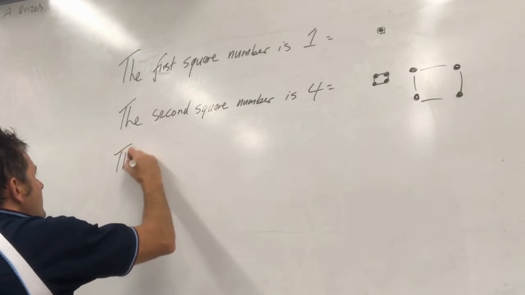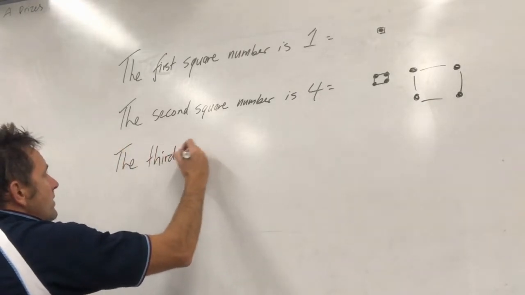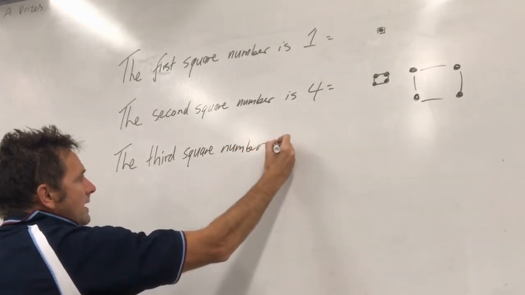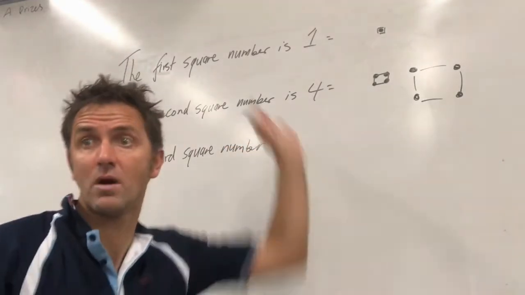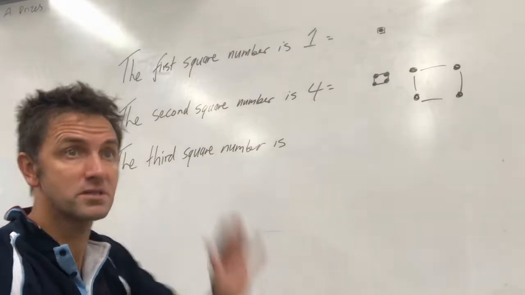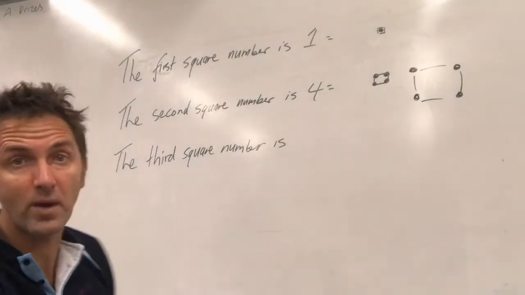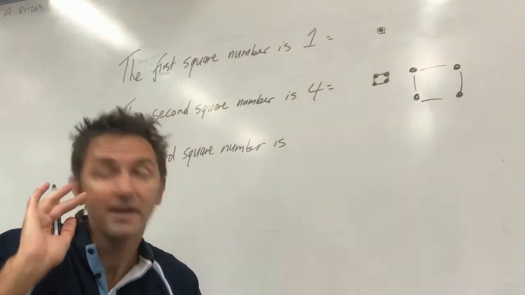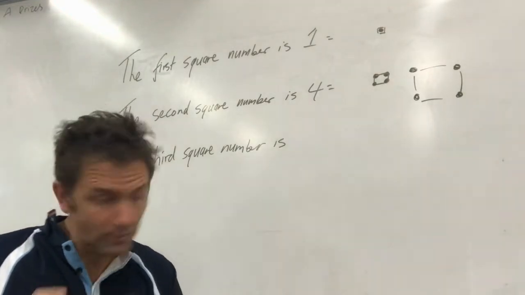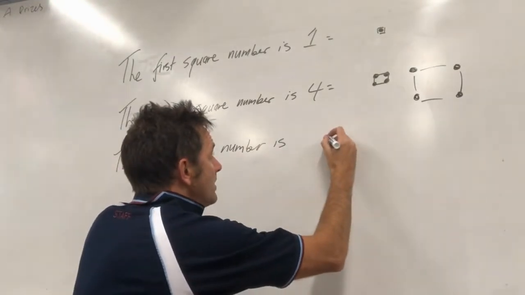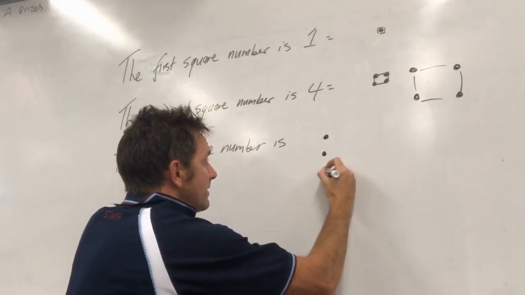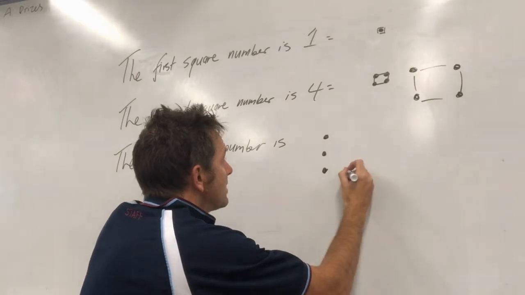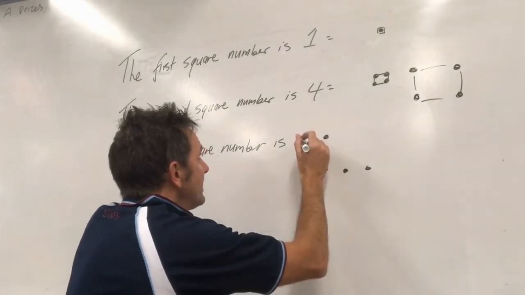The third square number is, okay, now remember the first one was 1 up, 1 across. The second one was 2 up, 2 across. The third one is going to be how much up? 5. No, 3 up. And how many across? 3. Right, so let's do that. 3 up. 1, 2, 3. And how many across? 3. 1, 2, oh sorry, 1, 2, 3.